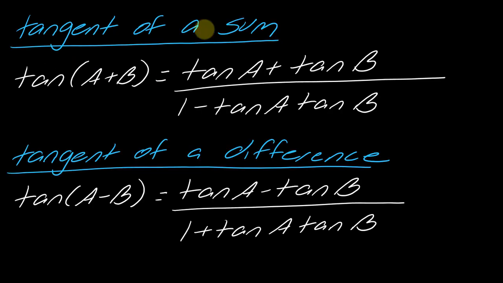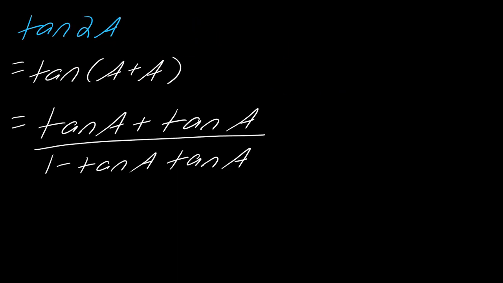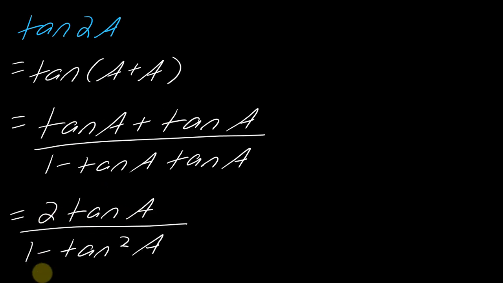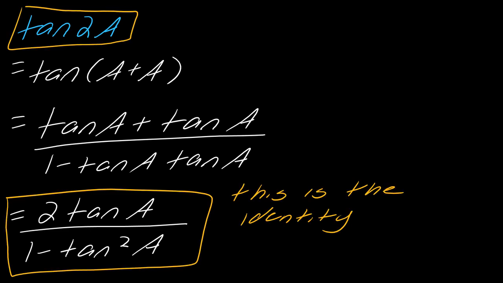And then the last one I want to show you is tangent of 2a. So I can break this up just like I have with all the others, tangent of a plus a, and then I can take my tangent of a plus b identity and apply it here. If I do that, you can see what happens when I plug in all those a's into the identity, and then I can simplify all of this into 2 tangent a over 1 minus tangent squared a. And so this would be the identity.